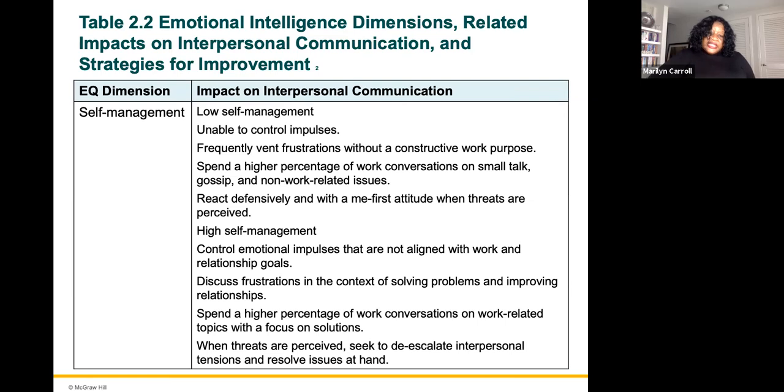Now, under a high self-management stage, we control our emotions and impulses that are not aligned with work and relationship goals. We discuss frustrations in the context of solving problems and improving relationships. We spend a higher percentage of work conversations on work-related topics and with a focus on solutions. And when threats are perceived, we seek to de-escalate interpersonal tensions and resolve issues at hand.